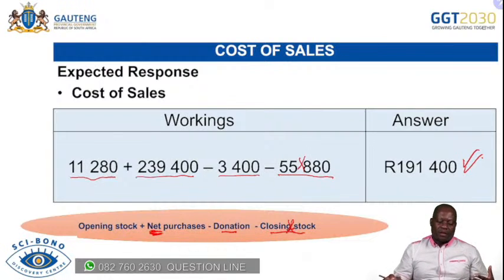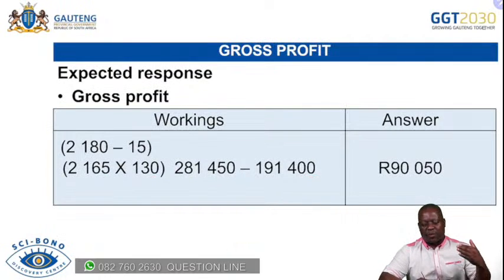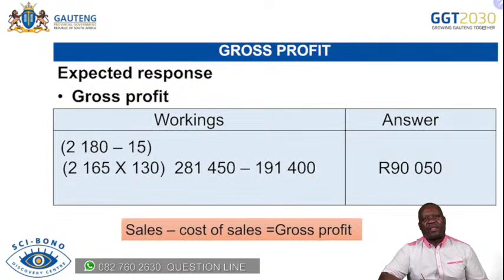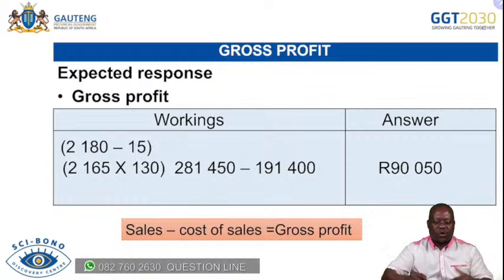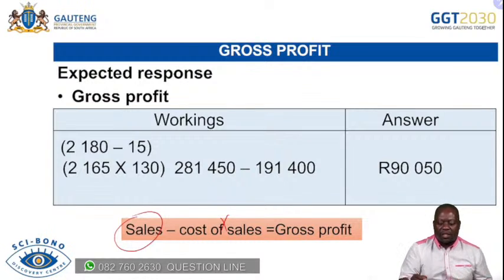So next, what do we calculate? Gross profit. I think this one we have been doing forever. Remember the formula for gross profit. Simple. Sales minus cost of sales gives us gross profit. So now we need sales. Sales must be brought into play. And then cost of sales, it's what we were doing in our previous activity. And then we can find our gross profit.